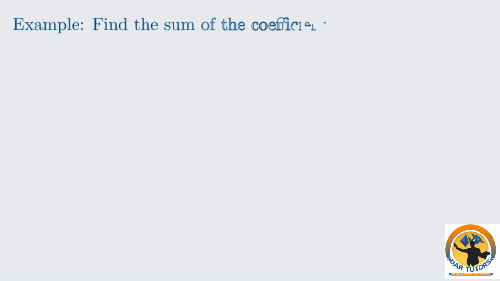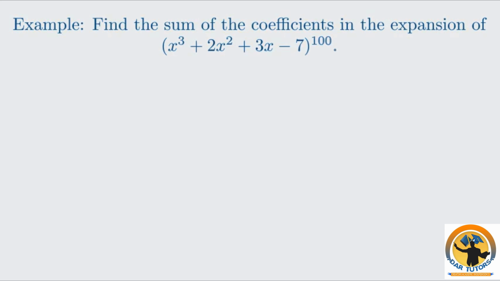Let's look at another common type of problem, finding the sum of coefficients. Find the sum of the coefficients in the expansion of (x³ + 2x² + 3x − 7)^100. This looks intimidating, but there's a very simple trick. Consider a general polynomial, p(x). If we expand p(x), we get a sum of terms, each with a coefficient and a power of x. The sum of the coefficients is aₙ + aₙ₋₁ + ... + a₁ + a₀.